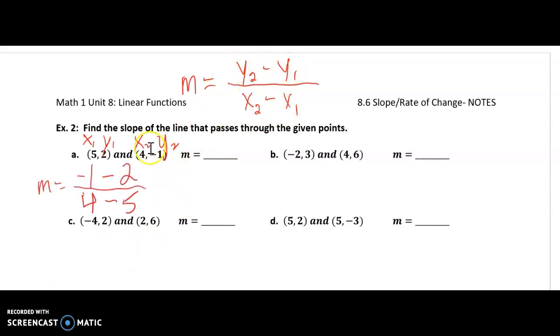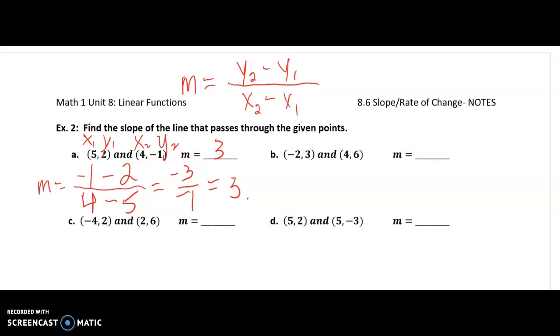So y2 minus y1, so for us it's going to be -1 minus 2, x2 minus x1, 4 minus 5 in the bottom. So we're going to go ahead and evaluate both the numerator and denominator and simplify our fractions if we need to. And we get a slope value of +3.